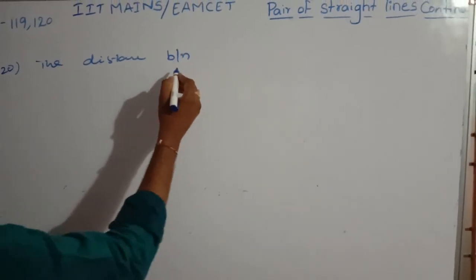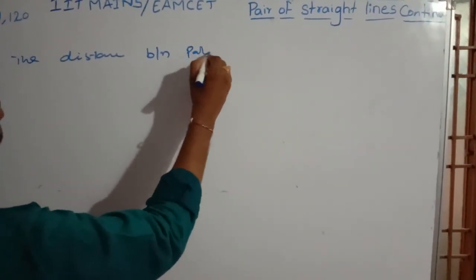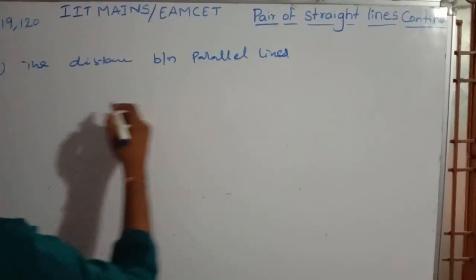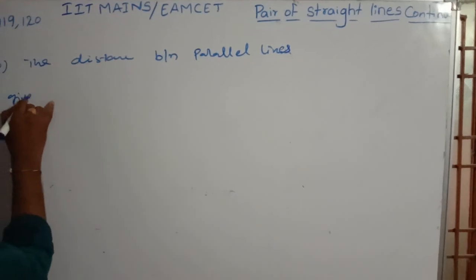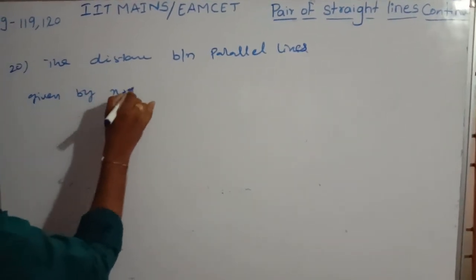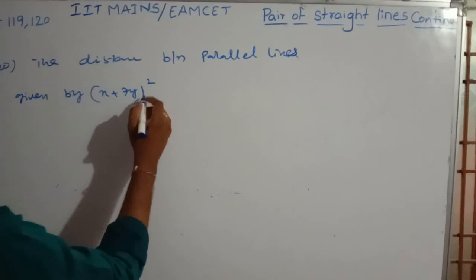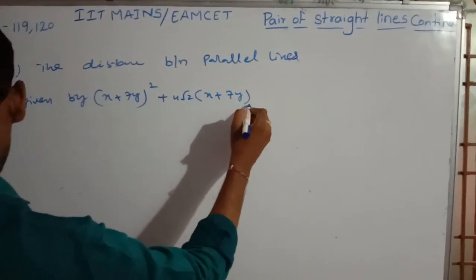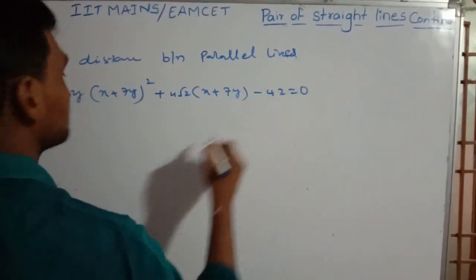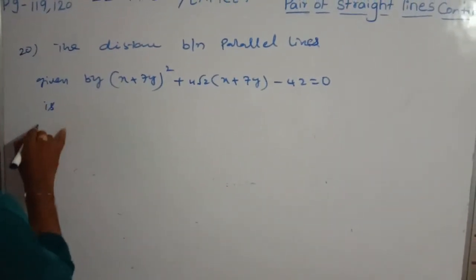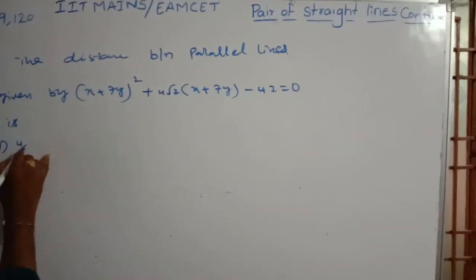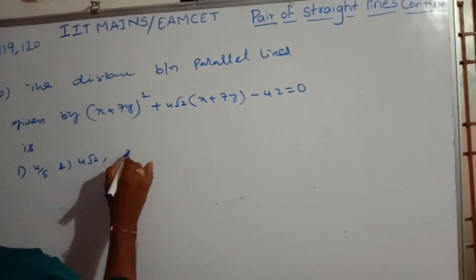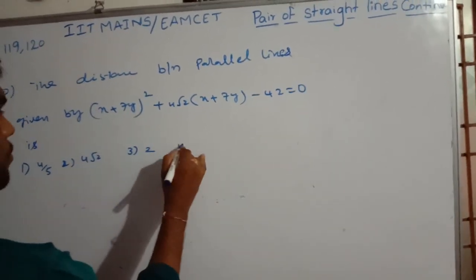The distance between the parallel lines given by (x plus 7y) whole square plus 4 root 2 into (x plus 7y) minus 42 is equal to 0 is, now the first option is 4 by 5, second option is 4 root 2, third option is 2, fourth option is 10.